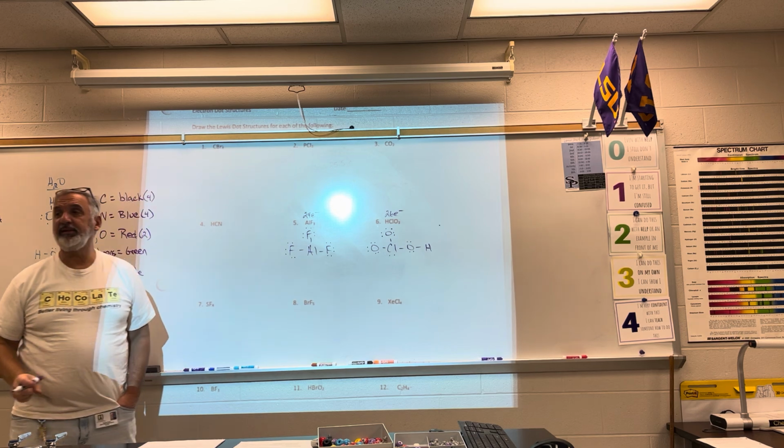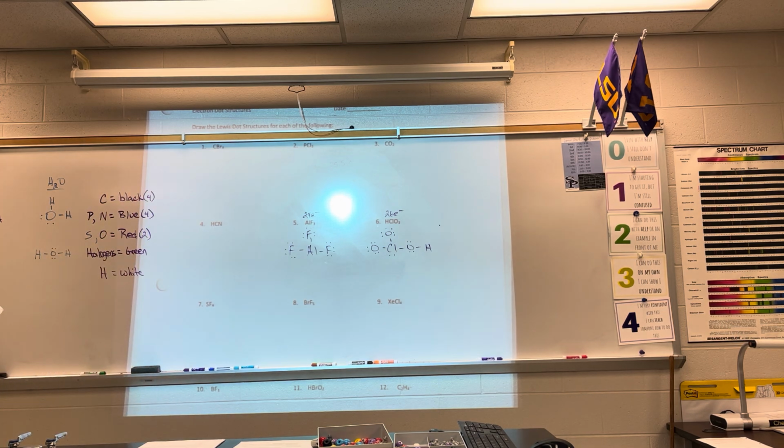Now, let's talk about the shape. Here we have two different central atoms. Chlorine is a central atom, and oxygen is a central atom. What's the definition of central atom?